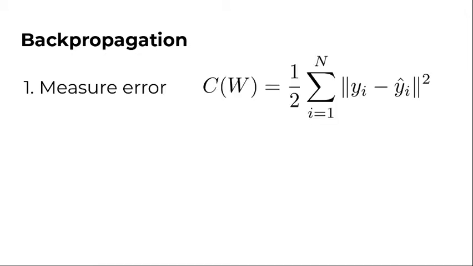Then we recap backpropagation. So actually, how you learn something in a deep neural network, how you adjust the weights. We first of all measure the error. So we have some input and give it through the entire network and it puts something out.